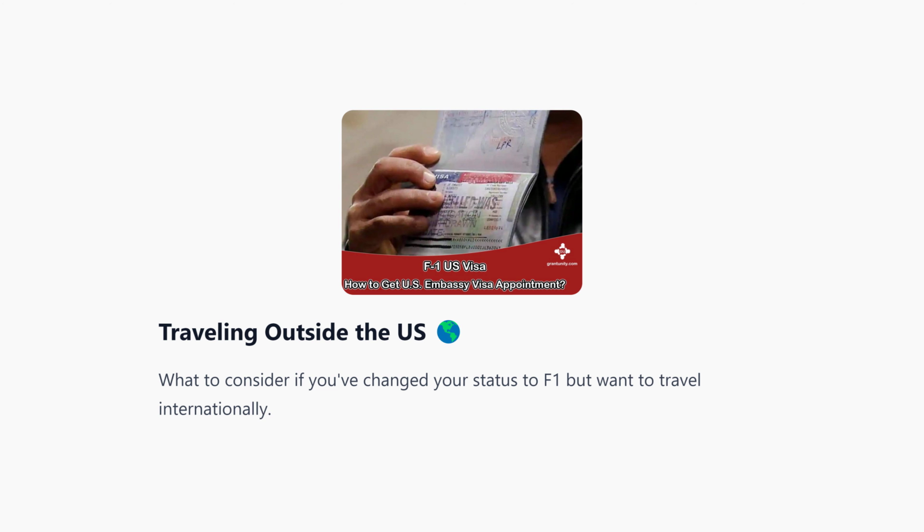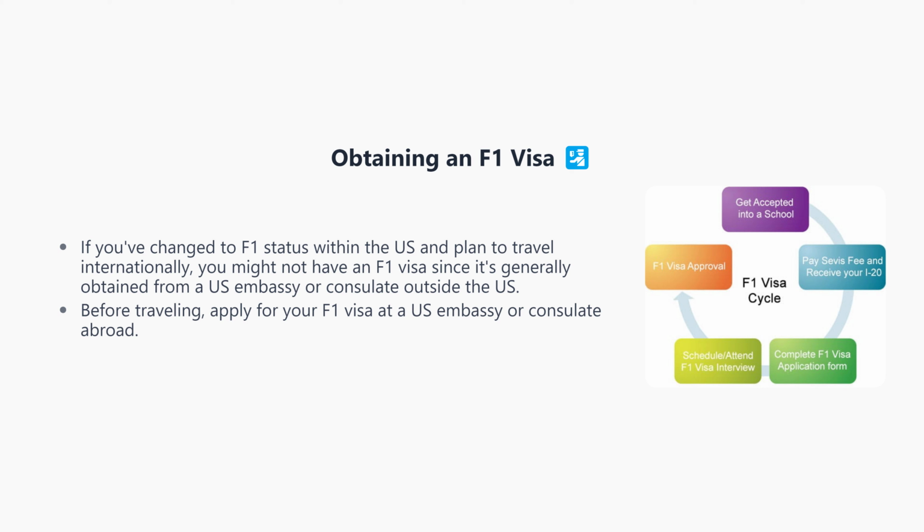Now, if you've changed your status to F1 while being in the U.S., let's talk about traveling outside the country. There's a key difference regarding visas in such a scenario. Here's what you need to do if your F1 status was changed within the U.S., but you plan to travel internationally. You likely wouldn't have an F1 visa at this point, since it must be obtained from a U.S. embassy or consulate abroad. Make sure to apply for your F1 visa before traveling.